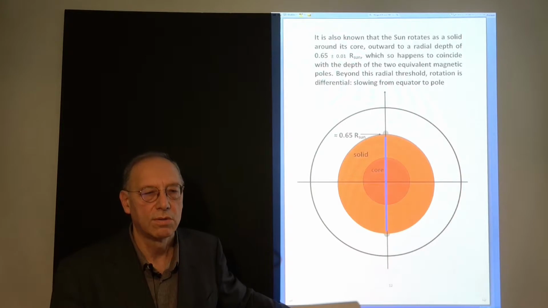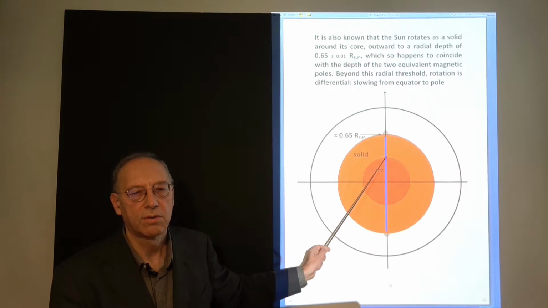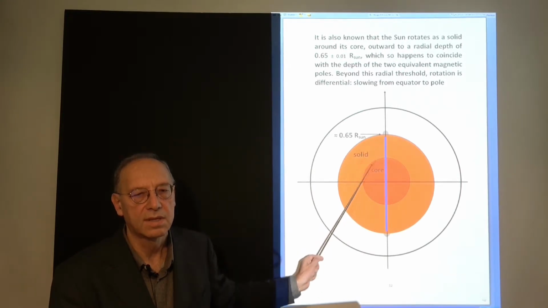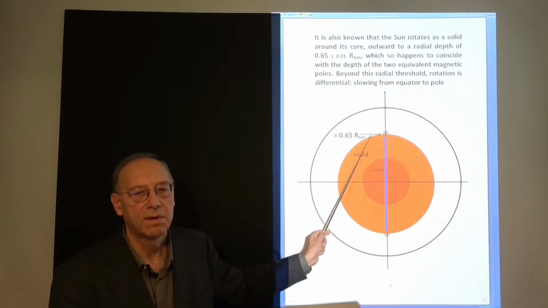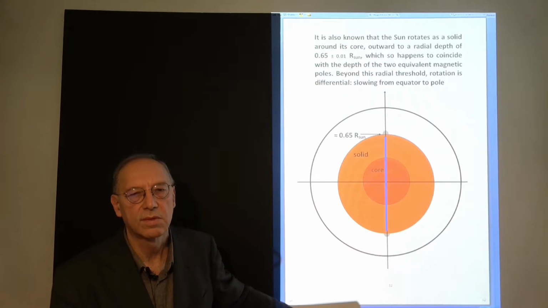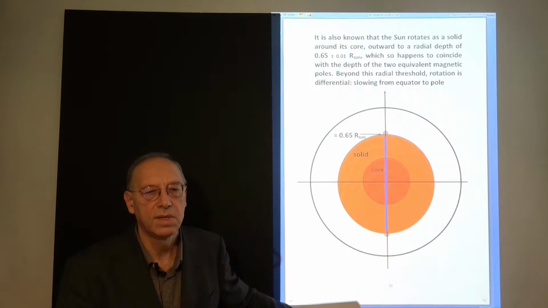It is also known, and this is a third line of evidence, that the Sun rotates differently in different shells. In the inner shell about the core, it rotates rigidly as a solid, in this orange shell, up to a depth of 0.65 times the solar radius, which turns out to be approximately exactly the same as the depth of the location of the equivalent dipole magnetic poles.